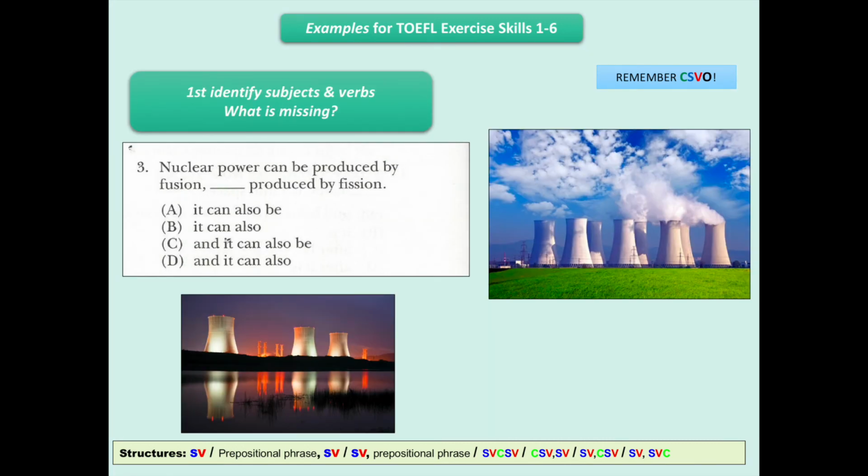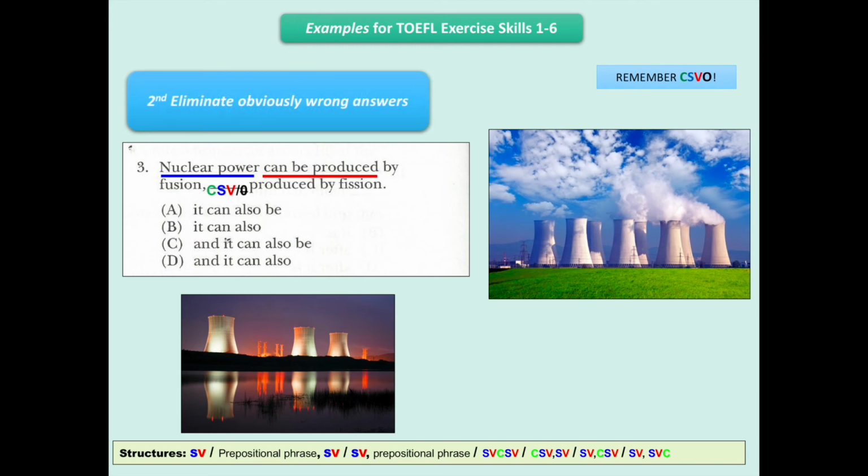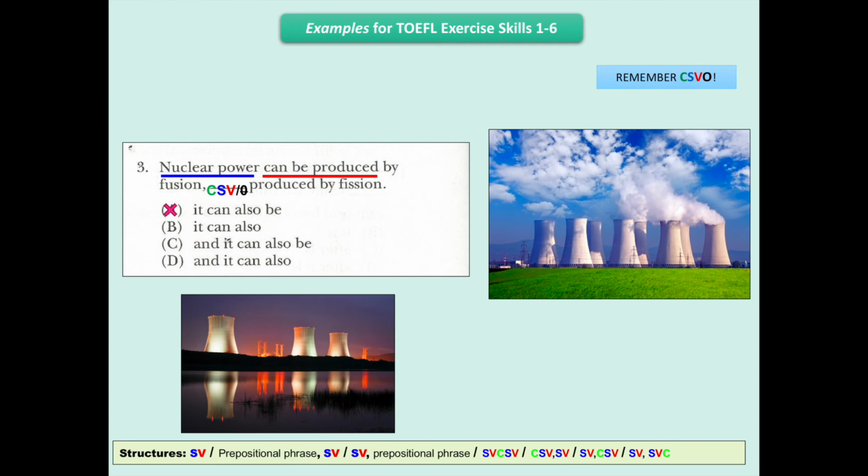Number 3. We start with a subject, and then there's a verb, and that's it. So our answer needs to have a connector, a subject, and a verb, or something else. Now let's eliminate the obviously wrong answers. Apple has a subject and a verb, but no connector. So that is not the answer.